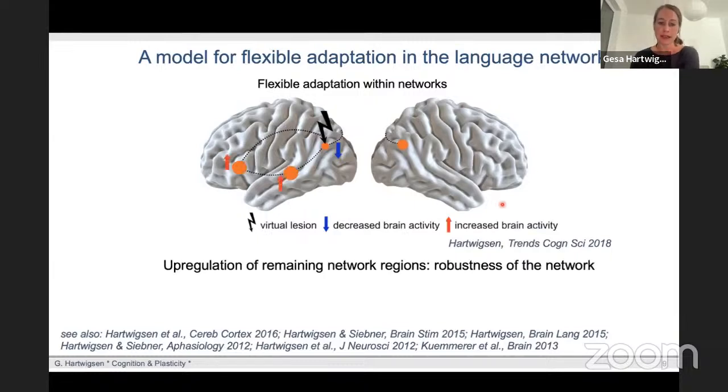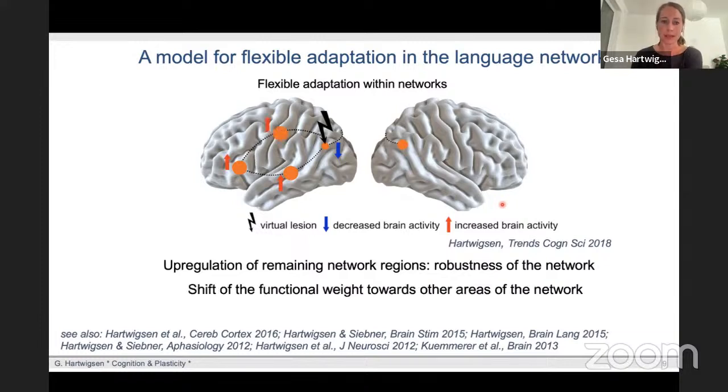We sometimes see, after perturbation of one area, an upregulation of the remaining network regions, which would point towards a certain robustness of the network. So the other network nodes may simply work harder to still be able to perform the job. We also sometimes see a shift of the functional weight towards other areas of the network. This may be areas that have contributed more subthreshold before and are now unmasked in their contribution. And finally, as illustrated before, we also often see an upregulation of homologous areas.